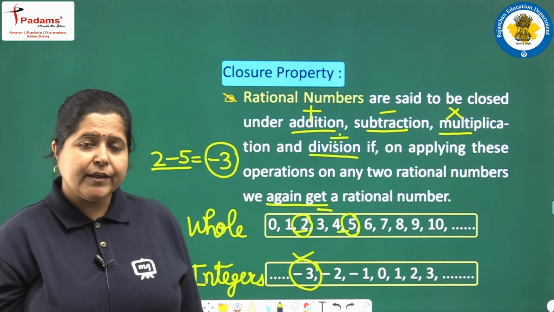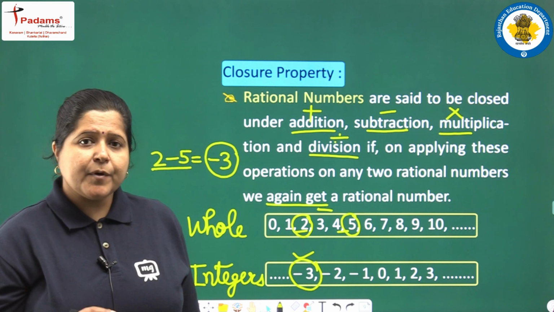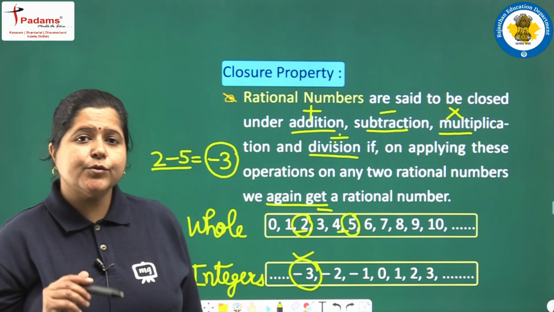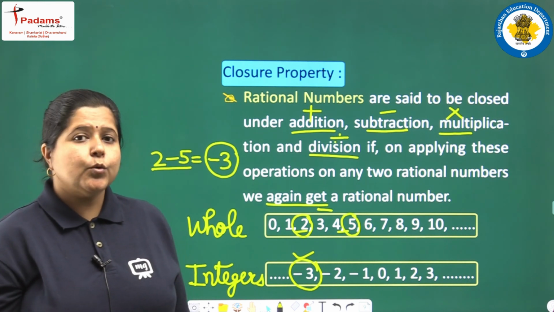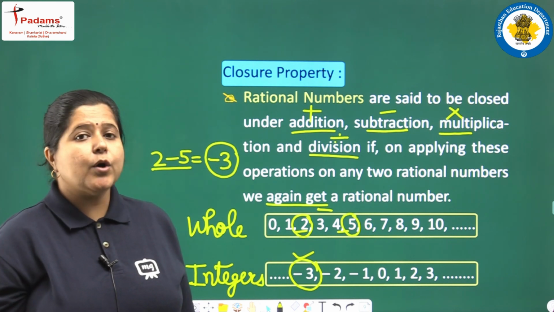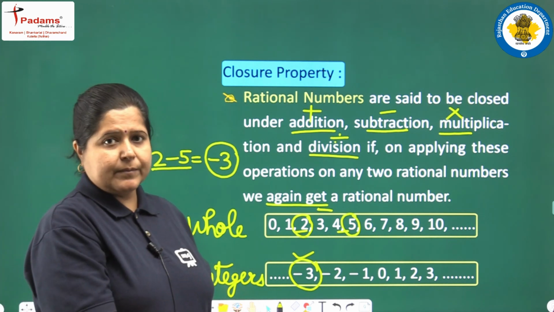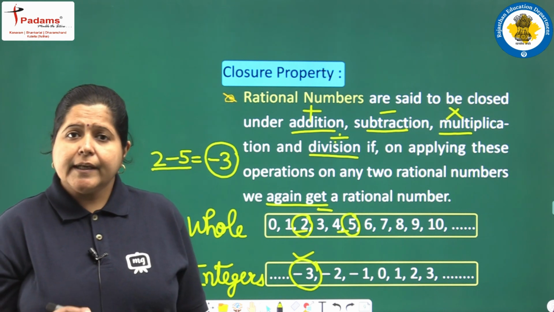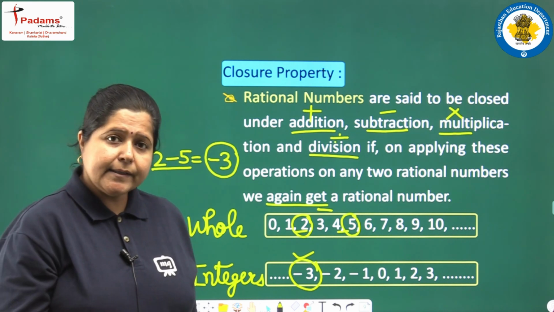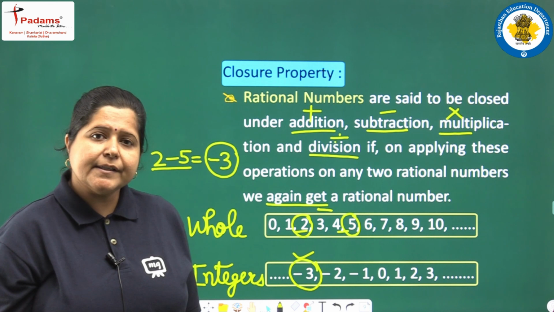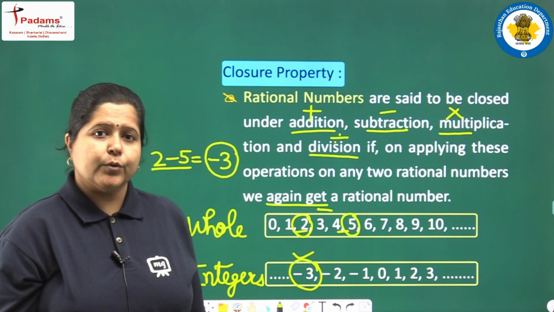So, in this way you can understand that closure property means when we operate two numbers, two whole numbers or two integers or two rational numbers, we will come in the next segment, then if the answer is also again the same family of number, then this operation is called closed.